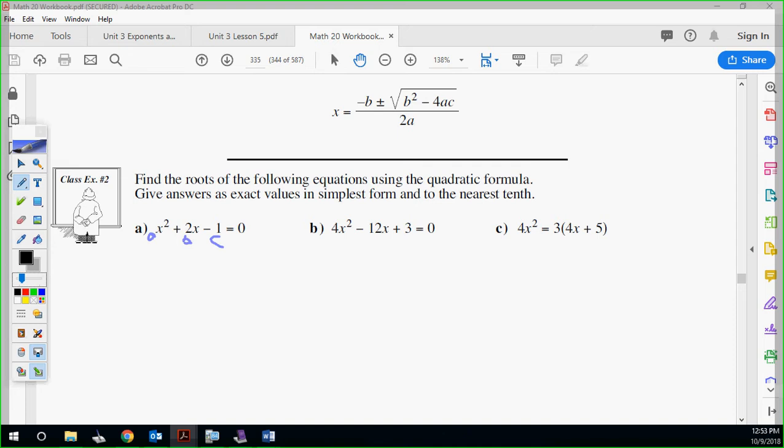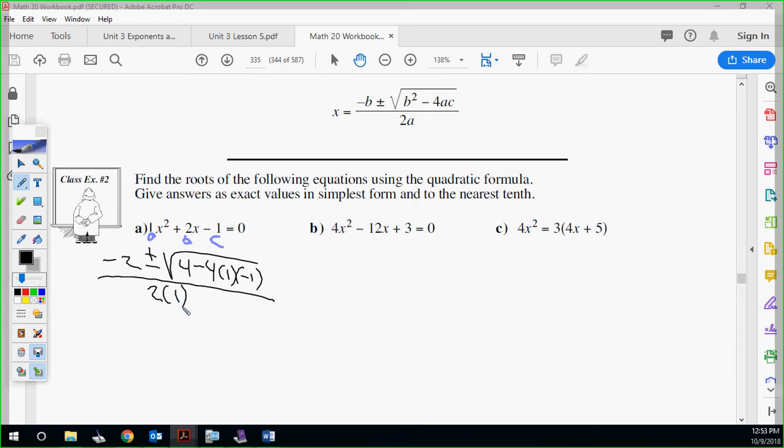Okay, so negative b, negative 2, plus or minus the square root of b squared, 2 squared, 4, minus 4. It's always a 4. A is a 1 because nothing's there. C is a negative 1. This is where all the mistakes happen. This minus a minus, make sure you see that. Change it to a plus, right? Negative 4 and a negative 1, this is going to be a positive. So there is the first one.